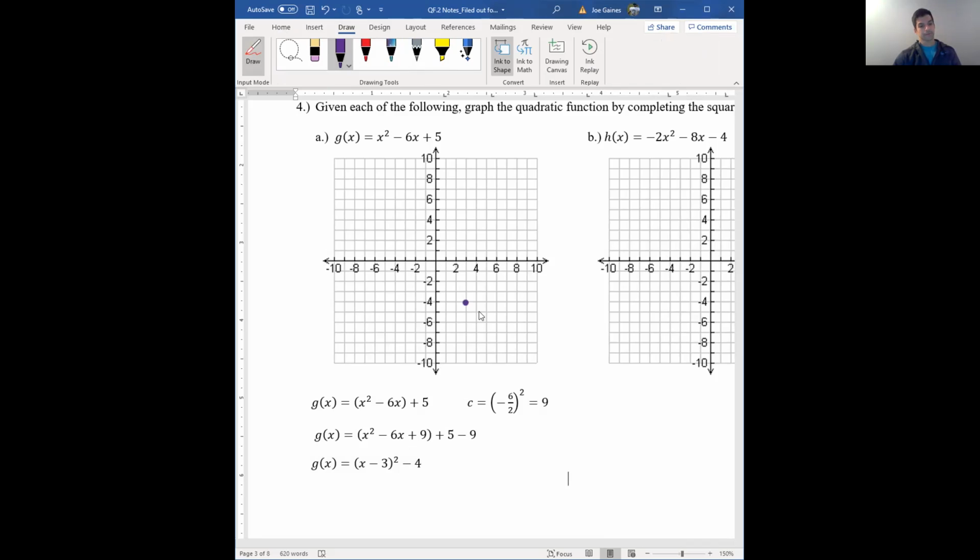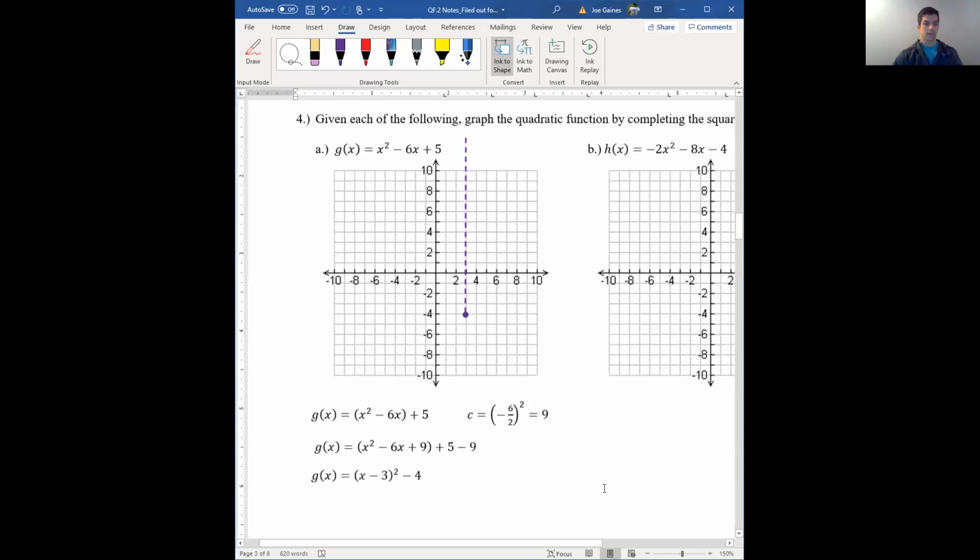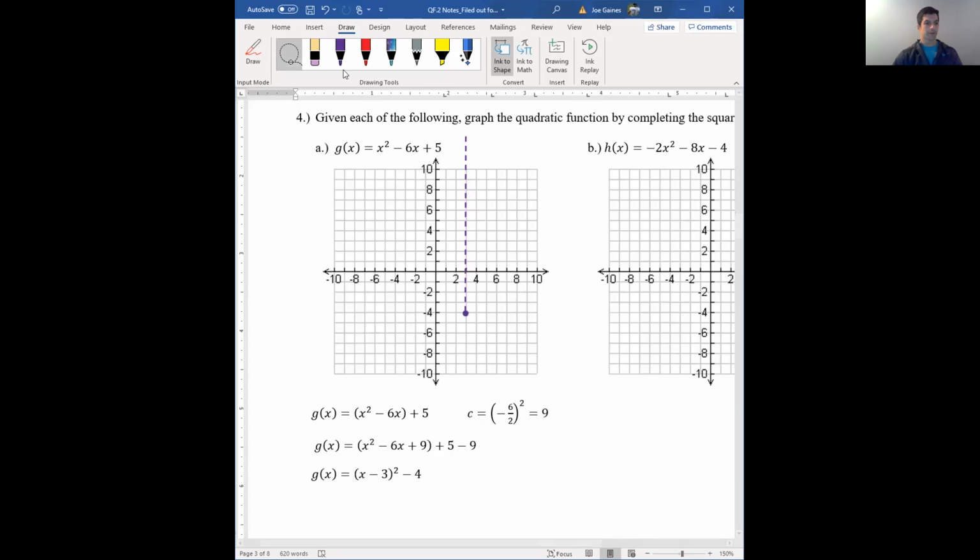There's my first point. Notice that this is a positive. It's a positive leading coefficient, so this is going to be a parabola that opens up. There is no reflection. So I have put in my axis of symmetry here. It is opening vertically. Now I can plot some more points.